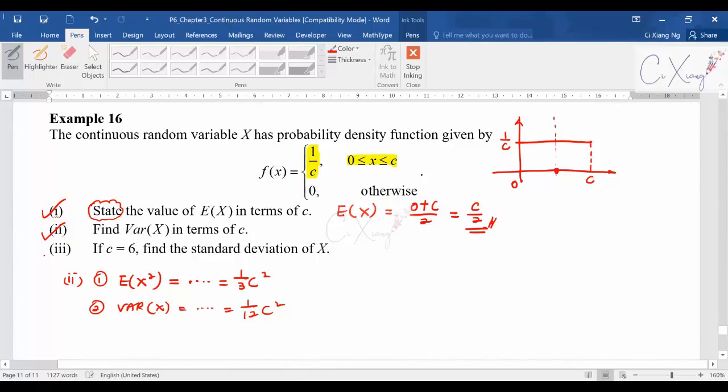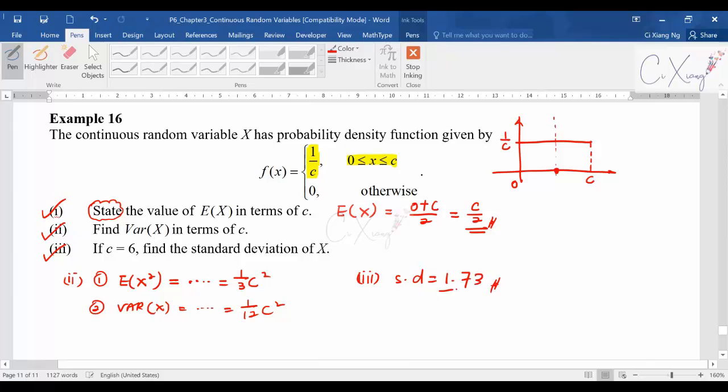Okay, and then after that, for part number 3, now they tell you that C is 6. So they want you to find the standard deviation of X. Also very, very simple. You just substitute the value of C into the variance and then take the square root. The standard deviation is 1.73.